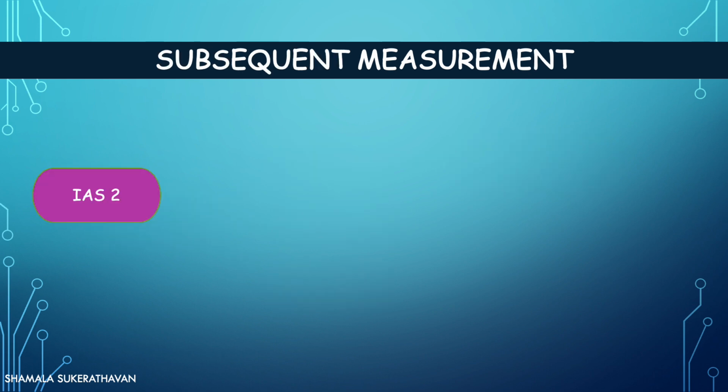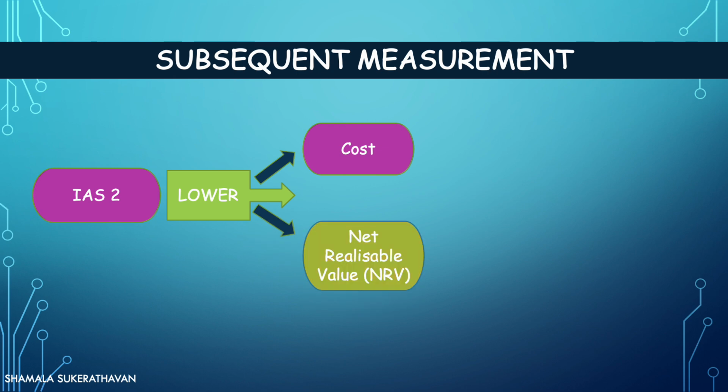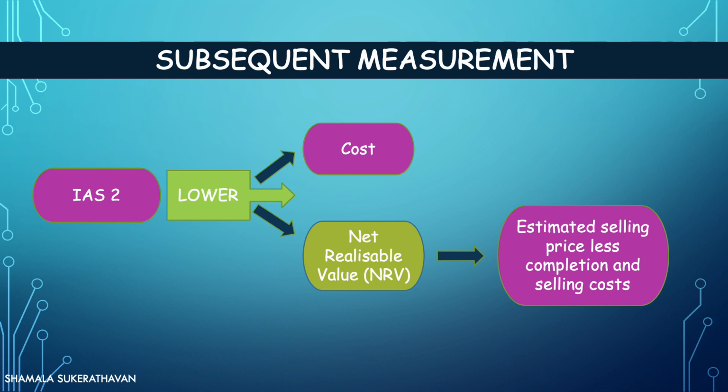It is possible that inventories may be sold below cost. Instances this may occur are the inventories are damaged, there is a decline in demand, or the market is increasingly competitive. As such, IAS 2 requires inventories to be measured at the lower of cost and net realizable value. Net realizable value is the estimated proceeds from selling the inventory less completion and selling cost.